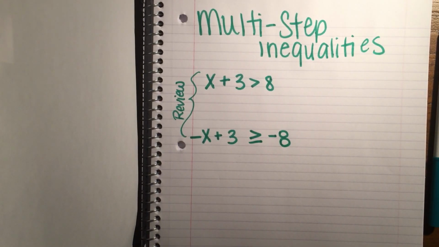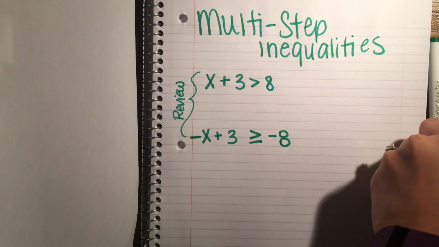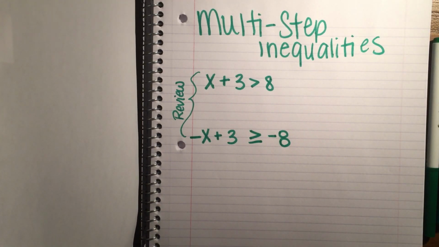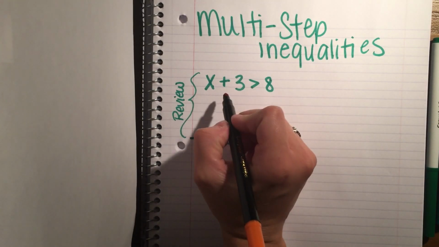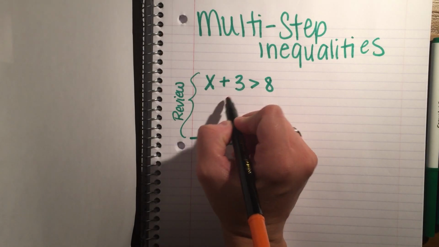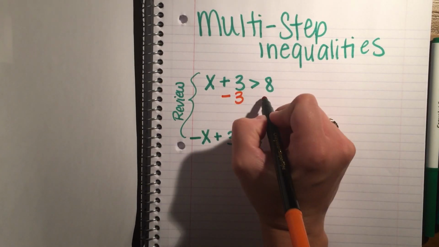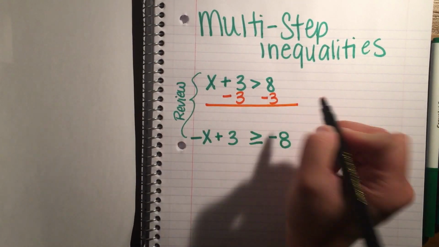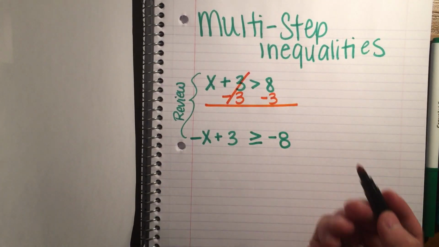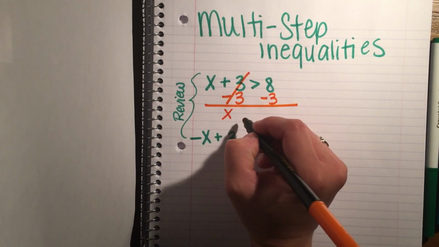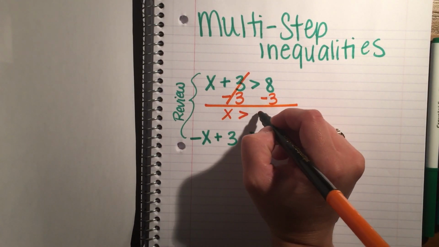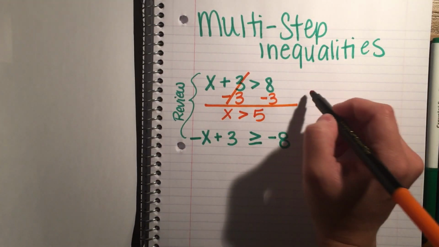Let's cover multi-step inequalities. First, I want to go over two review problems. x plus 3 is greater than 8. Well, we need to know how to solve inequalities using one step. So, if we have plus 3, in order to move that to the right, we want to subtract 3. 3 minus 3 cancels out, and we are left with x is greater than 5.